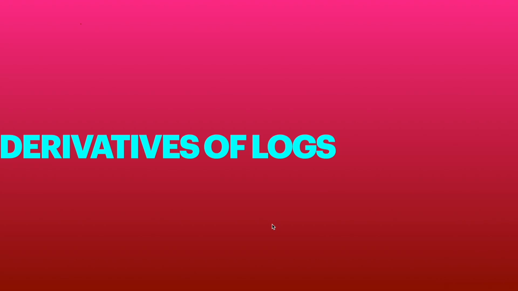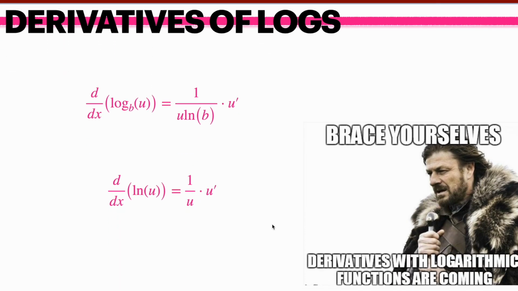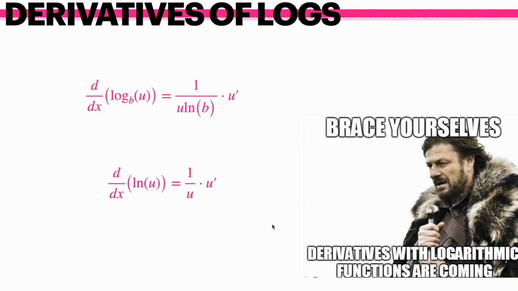In this video, I'm going to show you how to take the derivative using logs. First thing to know is the derivative of a log and the derivative of a natural log. So the derivative of log of base b of some function, meaning it could be x or it could be a function, is going to be 1 over u times the natural log of that base multiplied by the derivative of u. Natural log is going to be very close to the same thing, except there is no natural log on the bottom. It's just 1 over u times u prime.